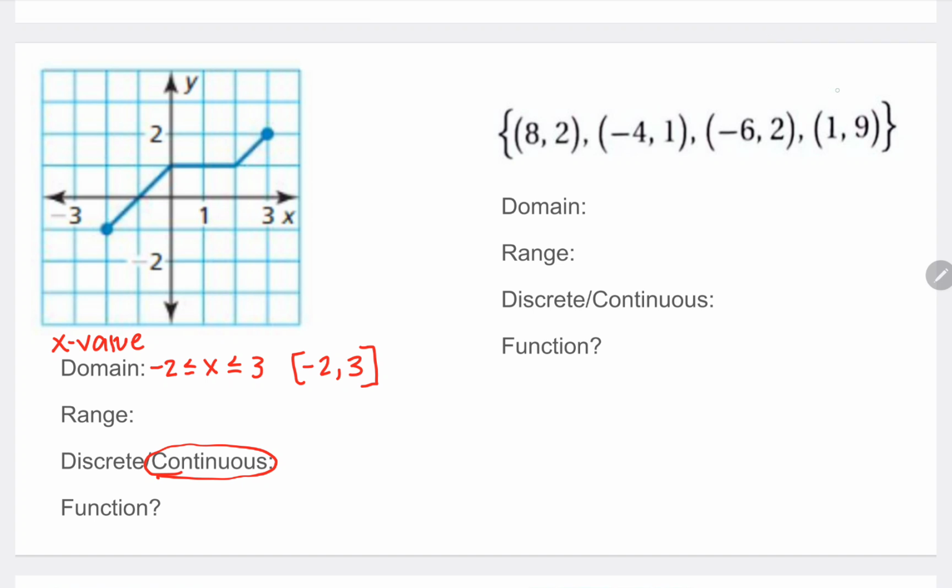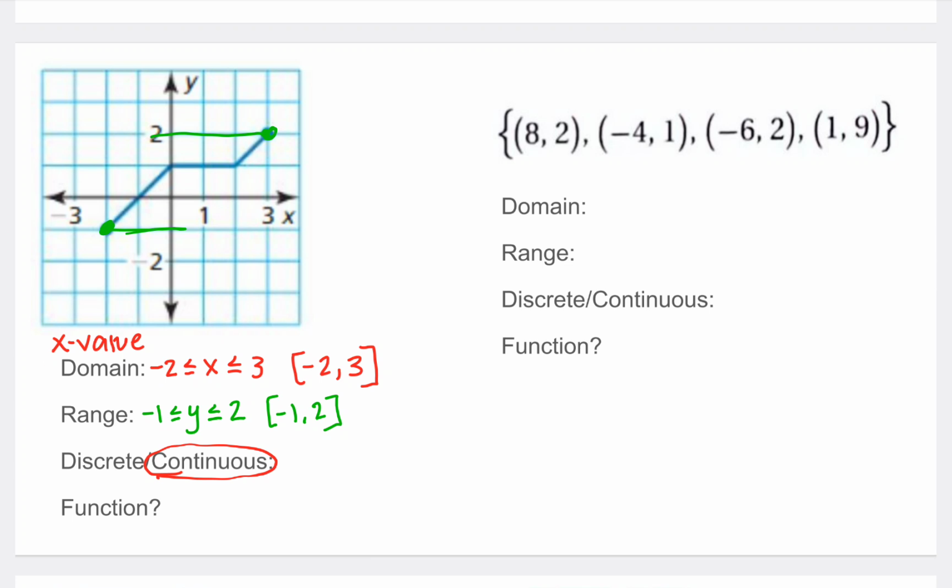For my range, we're going to do something similar, but we're looking up and down, starting with the bottom. So my lowest point is down here at -1. Now we're talking about the y value, so I'm going to put a y. Y can be everything from -1 until 2. 2 is the highest point. And so in interval notation, that would say -1 through 2. Any of those values could be included.